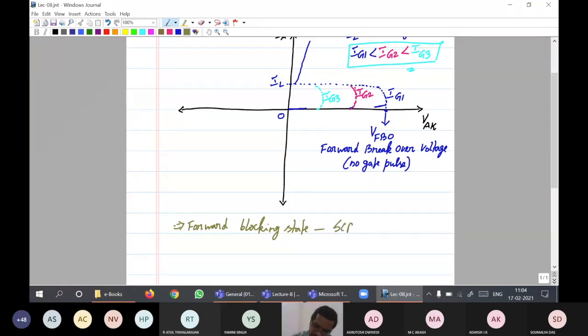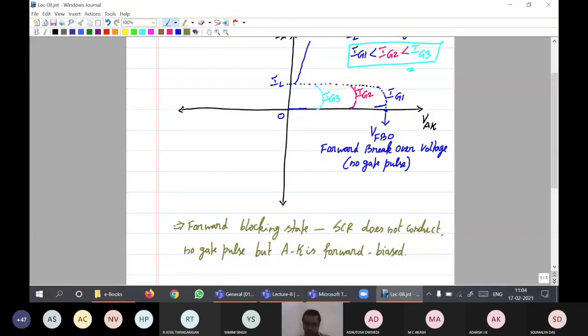It means the SCR does not conduct, no gate pulse is supplied, but anode to cathode is forward biased. This is what is called the forward blocking state. So it would mean this region, this portion of the characteristics before the dotted line till this point. You call that the forward blocking state.